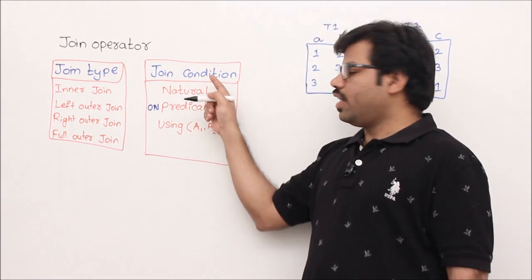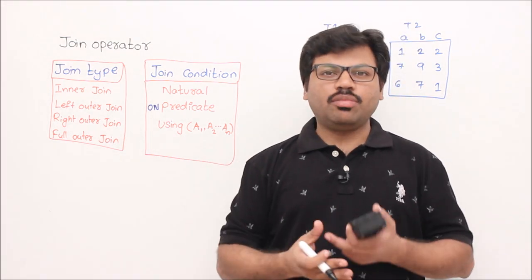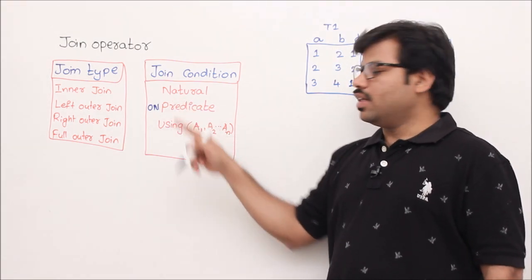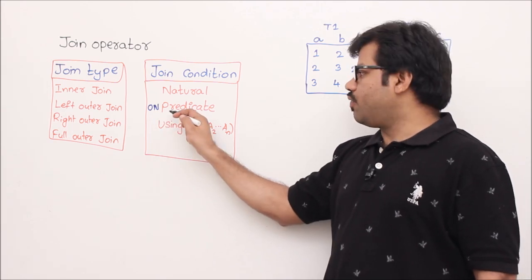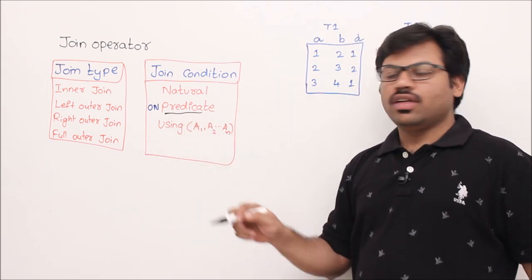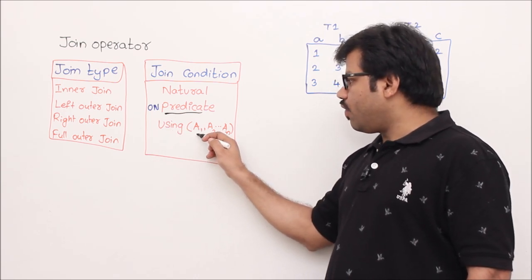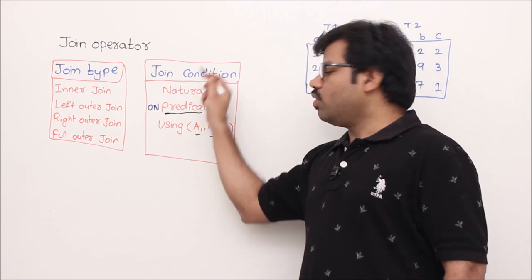And the join condition. How do you want to do the join? For example, let's say you want to do an inner join, but how do you want to do it? Do you want to do a natural join? Otherwise, do you want a conditional join, where you specify the condition? Third, using the column names, that means you want to equate these particular columns. For that we have variations.